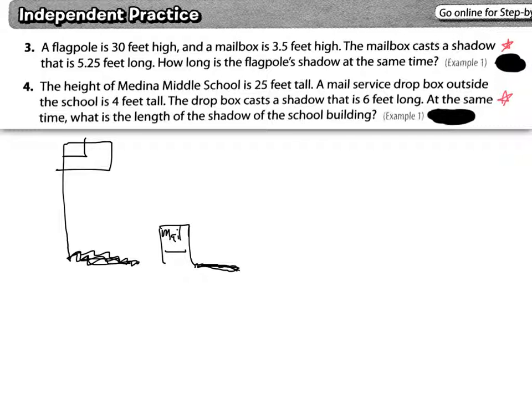Alright, our first problem says a flagpole is 30 feet high and a mailbox is 3.5 feet high. The mailbox casts a shadow that is 5.25 feet long. How long is the flagpole shadow at the same time? Okay, so we know the flagpole is 30 feet high. The mailbox is 3.5 feet. And then we know that the mailbox casts a shadow that's 5.25. So what we don't know is the flagpole shadow.